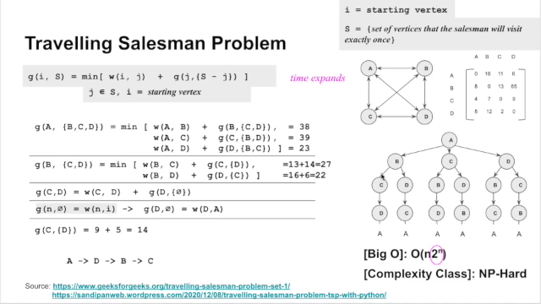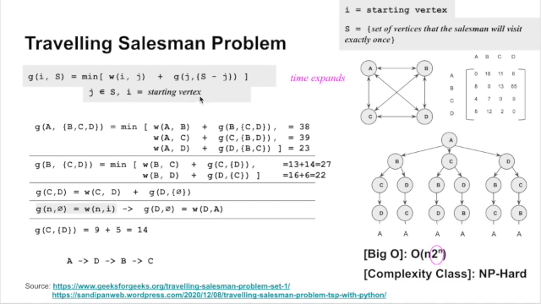Here are the possible paths that we can choose from. Starting from A, we have three possibilities: going to B, going to C, or going to D. Going to B, we have two possible paths: going to C or going to D. And from D, we only have the choice of going to C and then going back to A.